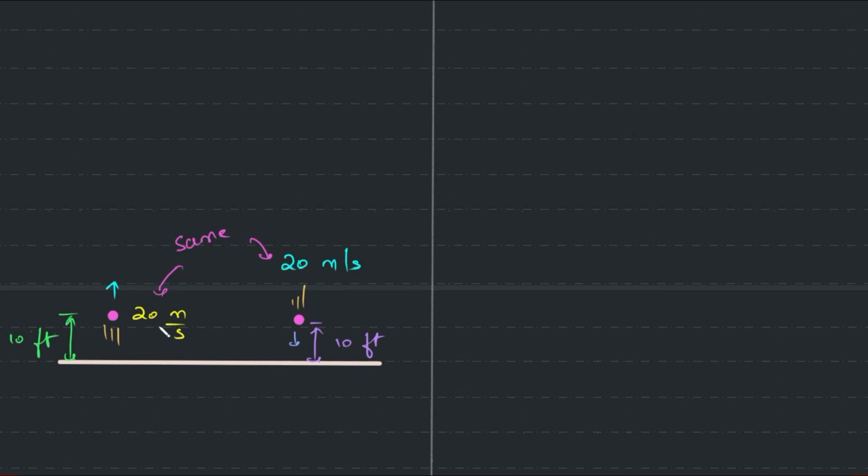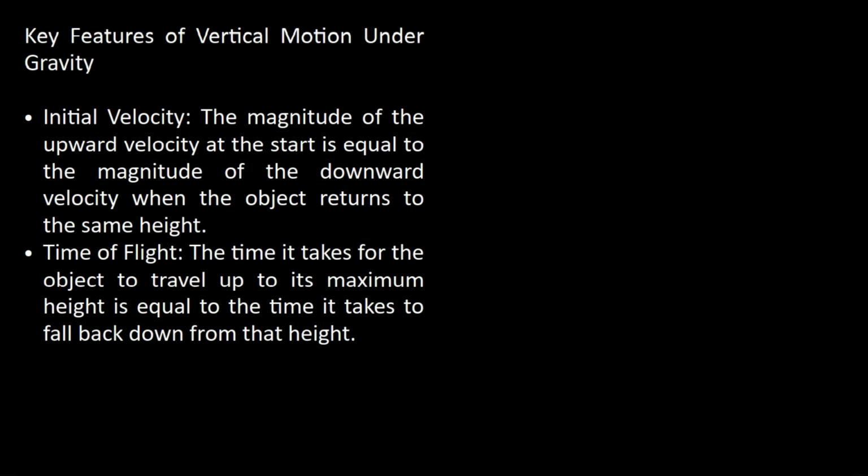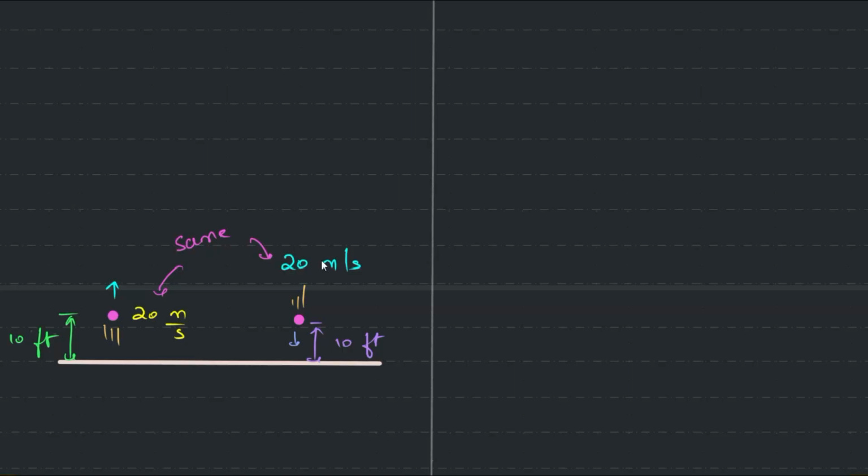Okay, so if I throw an object at a particular speed, it will come down, and at the point at which it was thrown, if we happen to catch it at the same position, it will have the same velocity that we threw it with at that height. So basically these two values will be the same, provided the heights are the same. All of this is under the assumption that we have vacuum.